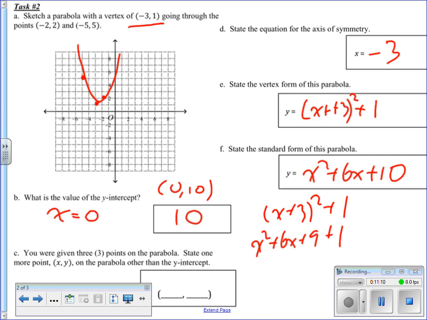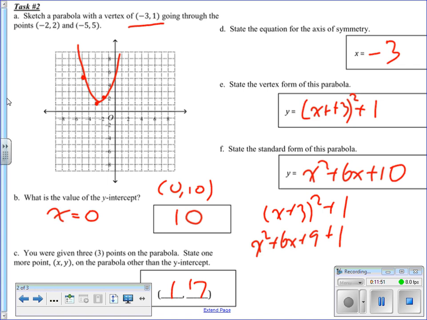Say 1. 1 plus 3 is 4. 4 squared is 16. 16 plus 1 is 17. So (1, 17). You can put in -1. -1 plus 3 is 2. 2 squared is 4. 4 plus 1 is 5. So (-1, 5). It's an infinite number. It just can't be one of the 4 already done, the y-intercept or the 3 points that I gave you. So technically, there's an infinite number of solutions for that one.